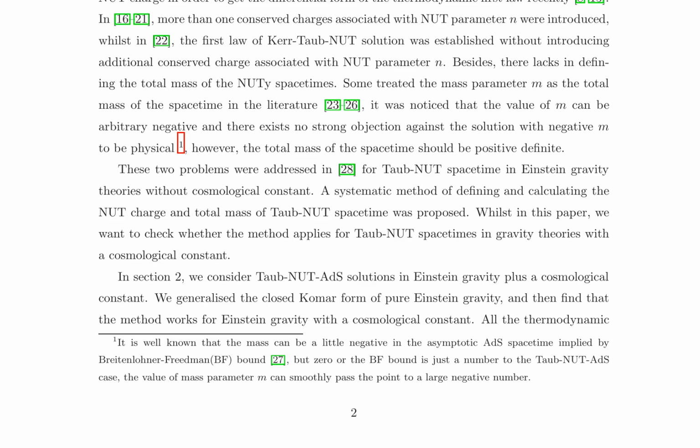The authors aim to address these issues by applying the generalized Komar method, which has been successfully used to define and calculate the nut charge and total mass of Taub-NUT spacetime in Einstein gravity theories without a cosmological constant. In this paper, they extend this method to Taub-NUT-AdS spacetime, where they derive a generalized closed Komar form and calculate the thermodynamic quantities, verifying the first law and Smarr relation.